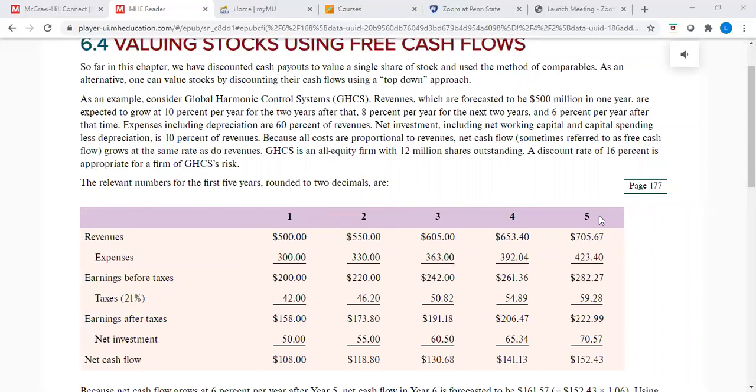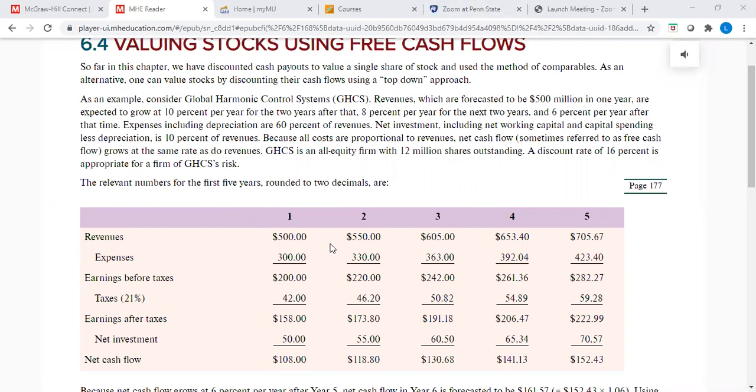Net investment, including net working capital and capital spending less depreciation, is 10% of revenue. So that's how much the company will be spending in cash for those items. So net investment includes net working capital and capital spending less depreciation. We're trying to isolate here how cash will flow during these periods of time.